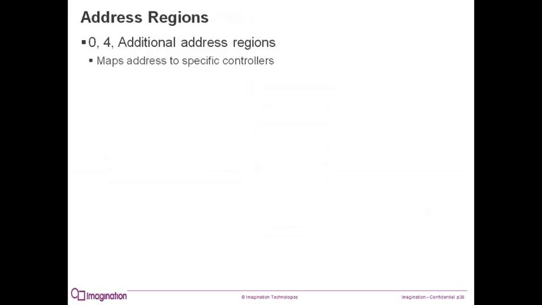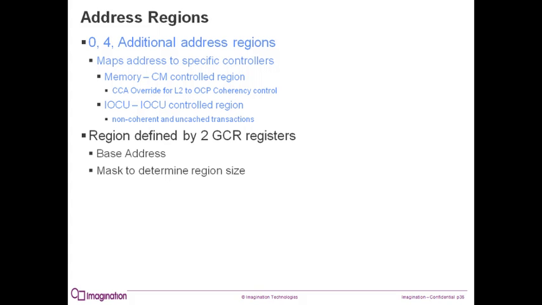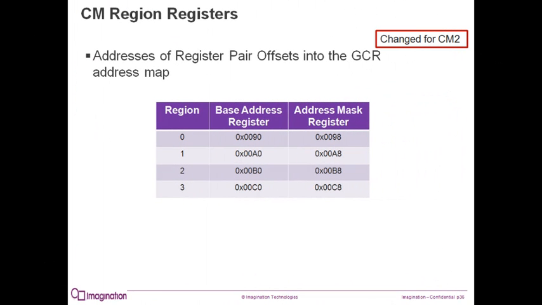There are up to 4 programmable address regions that can be programmed to support memory mapped I/O or memory storage regions. A region that is mapped to memory storage can be configured to have a different CCA for the L2 to OCP interface than the L1 to L2 interface. Reads and write requests to a region that has been mapped to the IOCU go directly to the IOCU as non-coherent and uncached transactions. Each region is defined by a pair of GCR registers, a base address register and an address mask register that determines its size. The next slides will cover the configuration of these regions using these registers. This table shows you the offsets into the GCR where the region registers are.